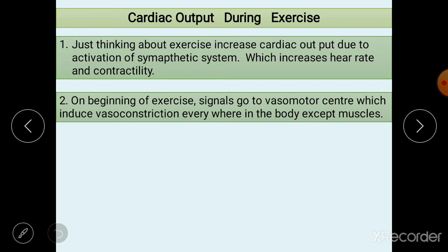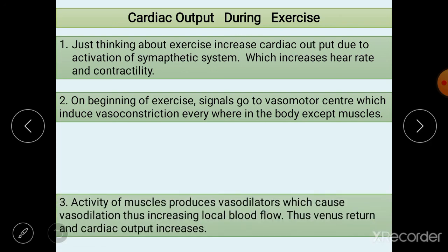So the second point is that there is vasoconstriction in the non-essential organs of your body, such as your skin, GIT and your kidneys, so the blood can be diverted to your muscles where there is vasodilation, and also it can be diverted to your heart and to your brain and to your lungs.